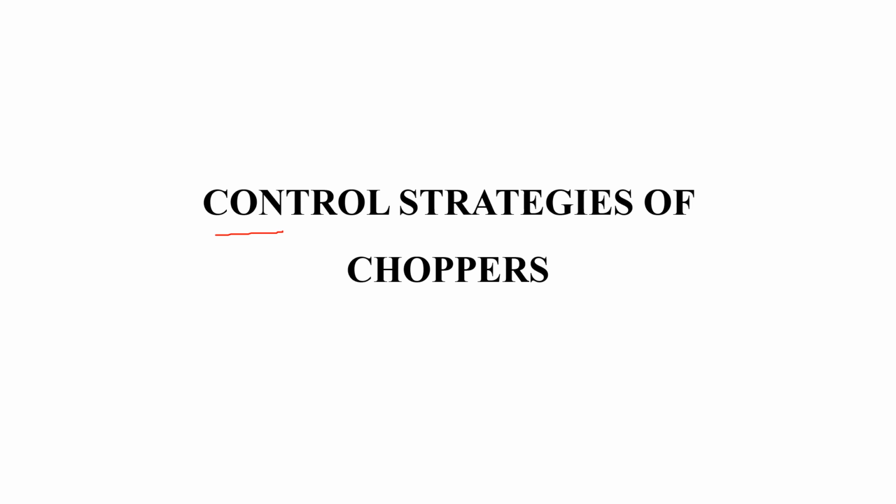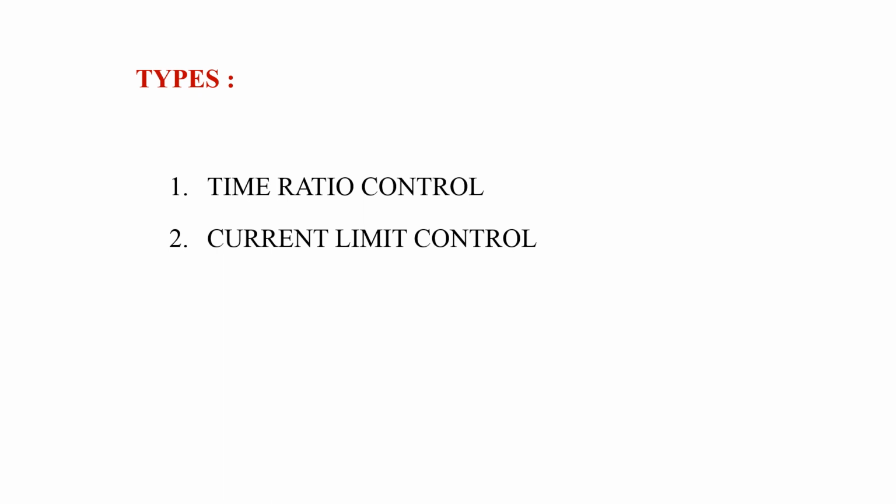These control strategies or control methods are mainly classified into two types: time ratio control as well as current limit control. The concept of these methods is very simple. The name of these methods itself gives the concept. That is time ratio control. In this method, we already know time ratio.